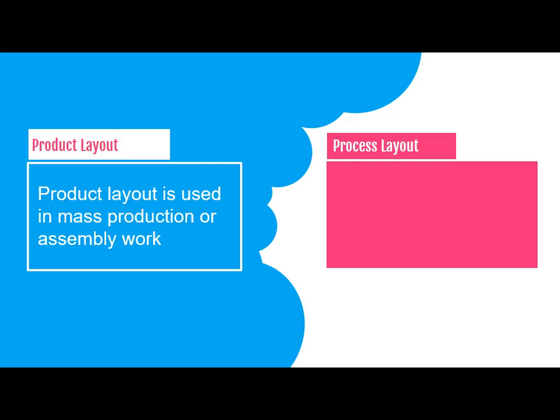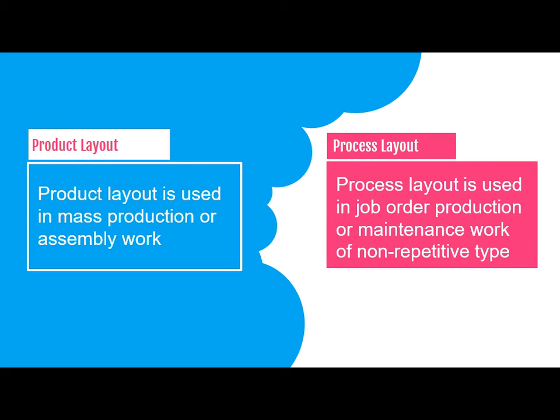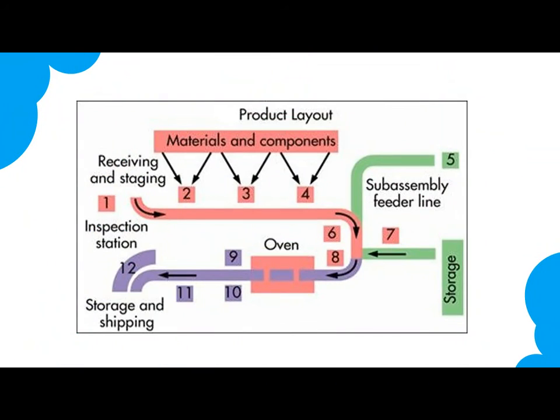Product layout is used in mass production or assembly work. Process layout is used in job order production or maintenance jobs of non-repetitive type of work. This is the typical example of product layout. We can see three sections: material component, assembly feeder line, and storage and shipping. We can see there are n number of actions taking place in case of product layout.